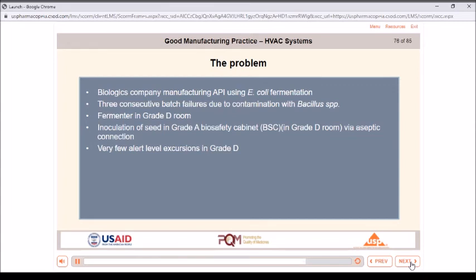The inoculation involved an aseptic connection, and at the time tube welders and single-use connectors were not commercially available. There had been very few alert level excursions reported, and the company had no appreciation that there might be a problem, which may also explain why it took 3 failures before the company took any meaningful action.